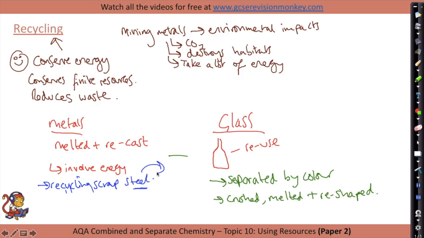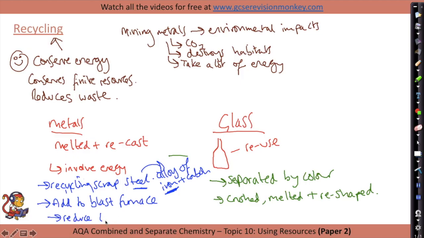Steel is an alloy of iron and carbon. So with this scrap steel, to recycle it, you can add it to a blast furnace, and this is a really hot furnace that is used to produce iron. Because there's iron in the steel already, this will reduce the iron that's needed, and therefore we'll be conserving that resource. Okay, so one specific example you need to be aware of is that scrap steel can be recycled in this way.